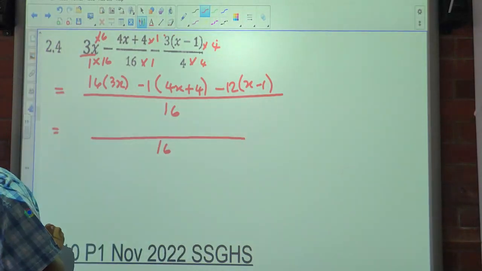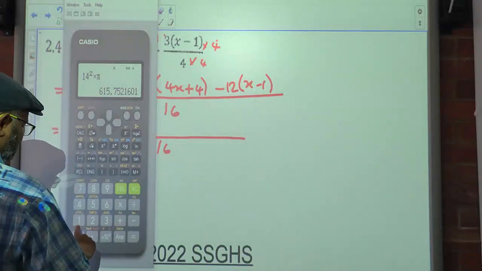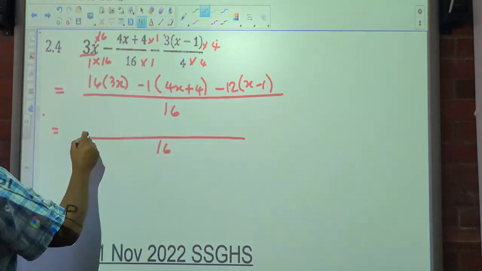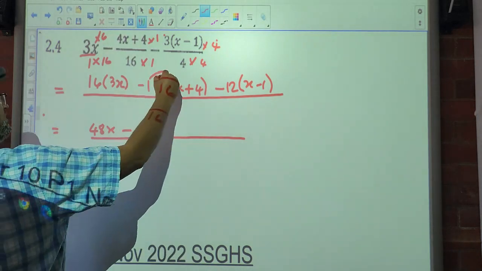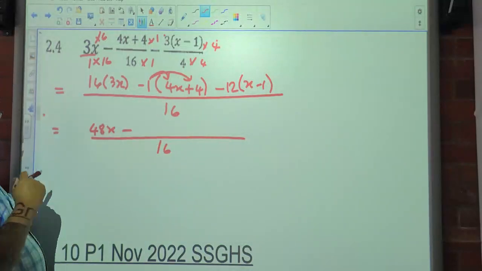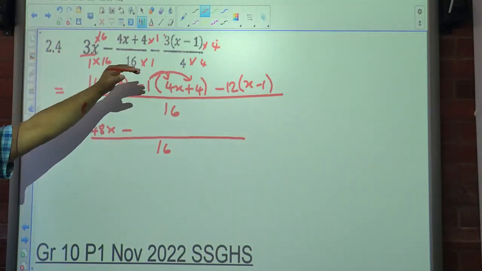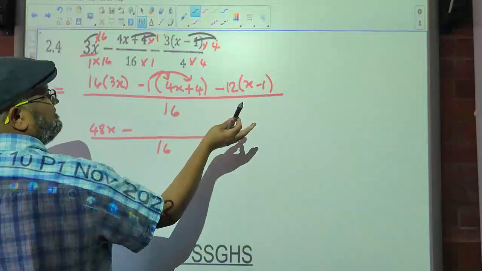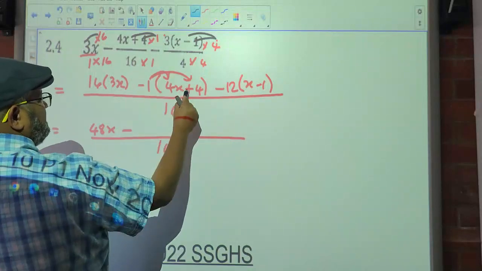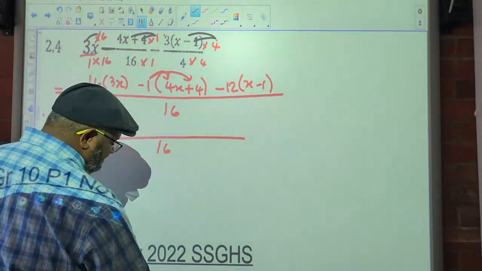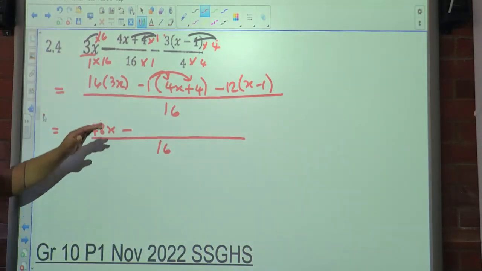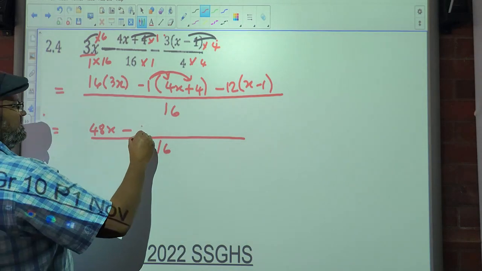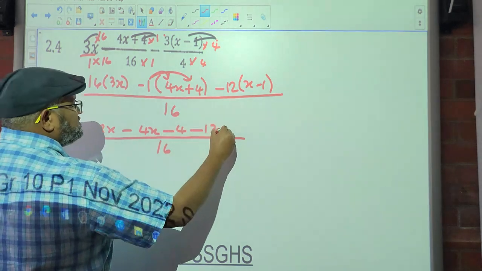No. 16 times 3 I think is 48. 48 yes. So it's 48x minus, so we multiply this out here. People, this is a common error made by learners when they don't write this first. Okay, and then they multiply one time out here at the same time. But then they forget that this negative must also be multiplied. That's why you'll always see me writing it out like this first, so that we don't make that mistake. Okay, so it's going to be negative 4x minus 4 minus 12x plus 12.